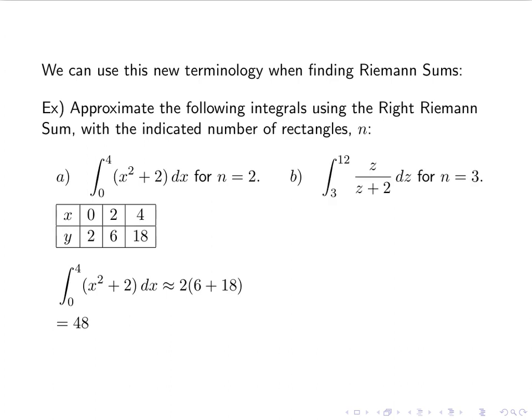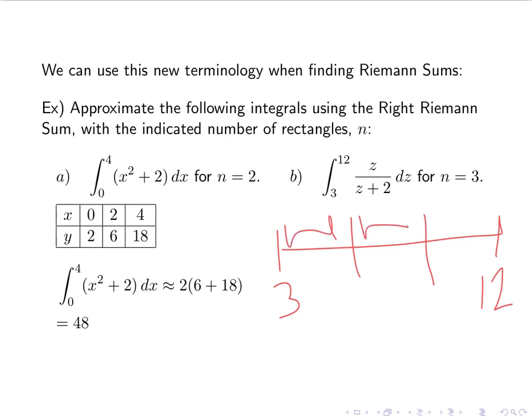So let's do the same thing, but now we've got the integral from 3 to 12 of z over z plus 2 dz for n equals 3. So now we're going to approximate this integral, which is the same thing as approximating the area under that curve, from 3 to 12. So I'm going to look at our x values. So we're going to start at 3, we're going to end at 12, and we want 3 rectangles. So we're going to have to split it up into here. So we have our first rectangle, our second rectangle, and our third rectangle.